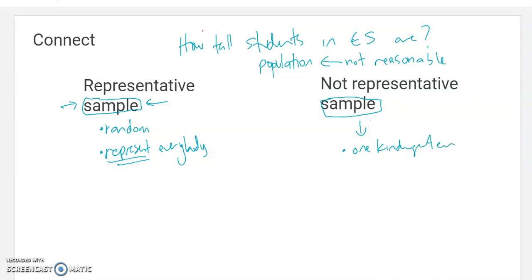If I want to know how tall the students at a school are, and I just measure the kids in one kindergarten class, that is not going to be representative because they're likely to be smaller than average students, and so I'm only measuring smaller students. We would want to do something like one student from each homeroom. Then it's random. I'm not picking certain students that are tall or short. And it is representative of everybody, one from every class and every grade. So that's what representative and not representative samples are.